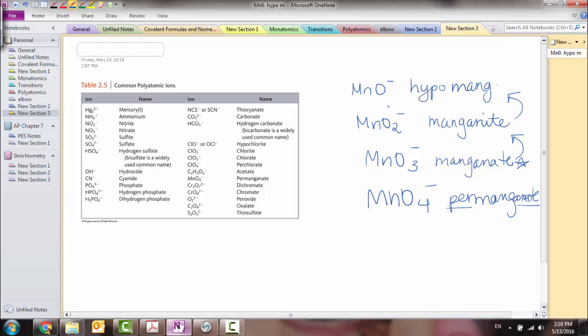Hypomanganite. So manganite. Trying to spell here, guys. Hypomanganite. So you can really take any ion that ends in ate or ite, and you can figure out a series of 4 ions that are all related but have a different number of oxygens.